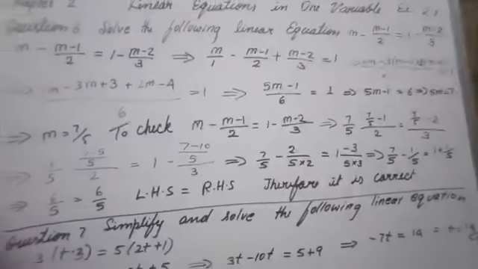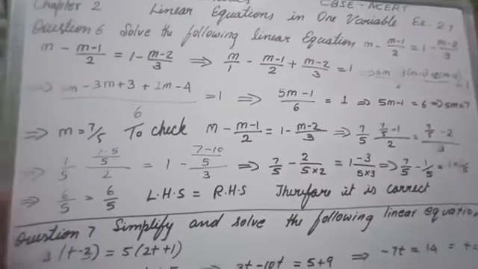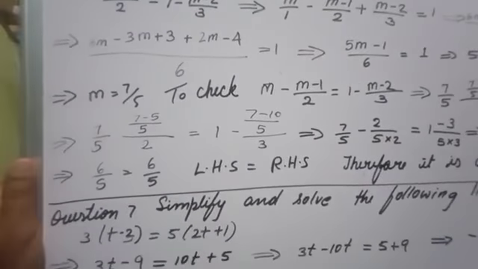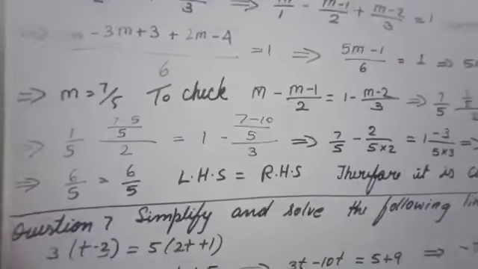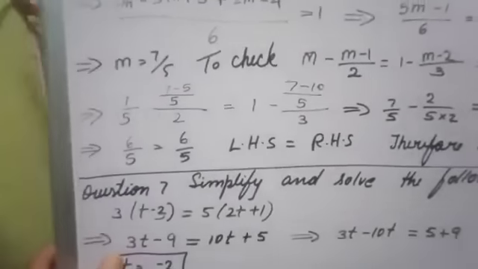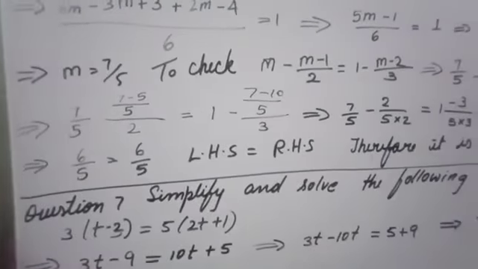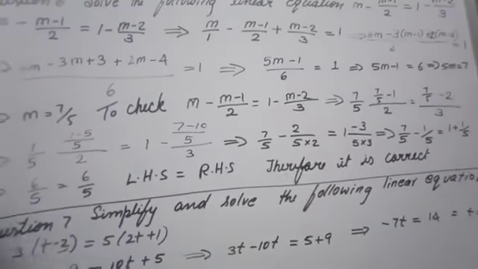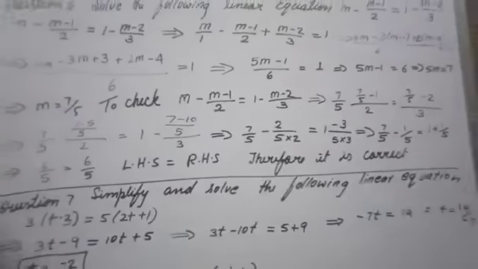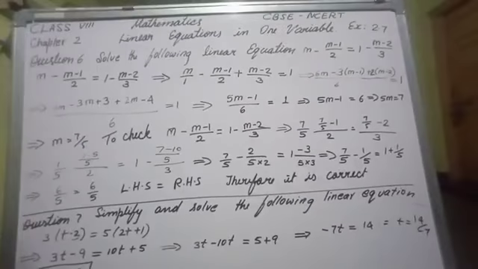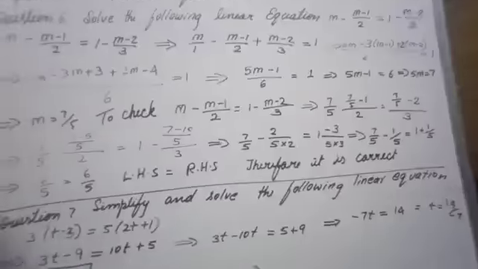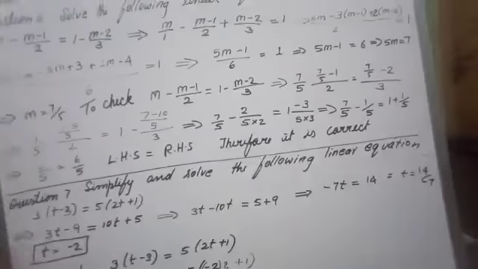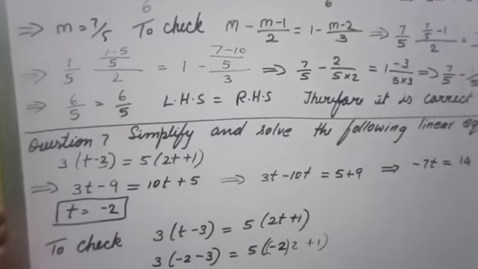Now the next question, number 7, also the same way. Simplify and solve the following: 3t minus 3 equals 5 times 2t plus 1. So let us multiply outside with the numbers: 3t minus 9 equals 10t plus 5. Let us bring to one side: 3t minus 10t, and when we shift 5 plus 9, minus 7t is equal to 14. You will be getting t is equal to 14 by 7. 7 ones are 7, 7 twos are 14, but there is a negative, minus 7. So the t value will be minus 2.